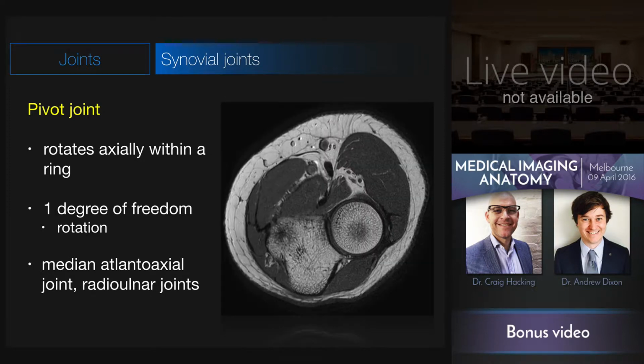The proximal and distal radioulnar joints are also examples of pivot joints, and when they move in combination, they allow pronation and supination, a very specialized movement of the forearm. We can see here the radial head sitting within a shallow concavity on the ulna with a complete ligamentous ring, the annular ligament, holding the head in position and allowing it to axially rotate.